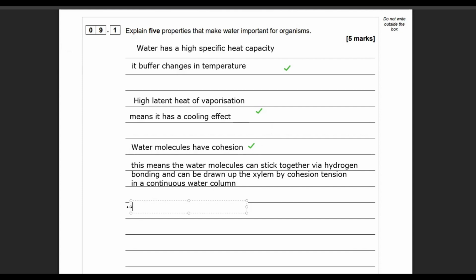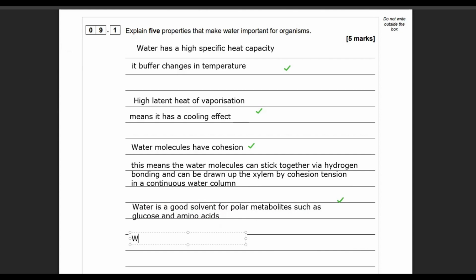Okay, so we've done cohesion, and we've got water as a solvent. So water is a good solvent for polar metabolites, such as glucose and amino acids. It's a great solvent for things like glucose and amino acids. So I could have just said it's a good solvent. Why is that useful? It's good for dissolving glucose and amino acids, which are important in the body.